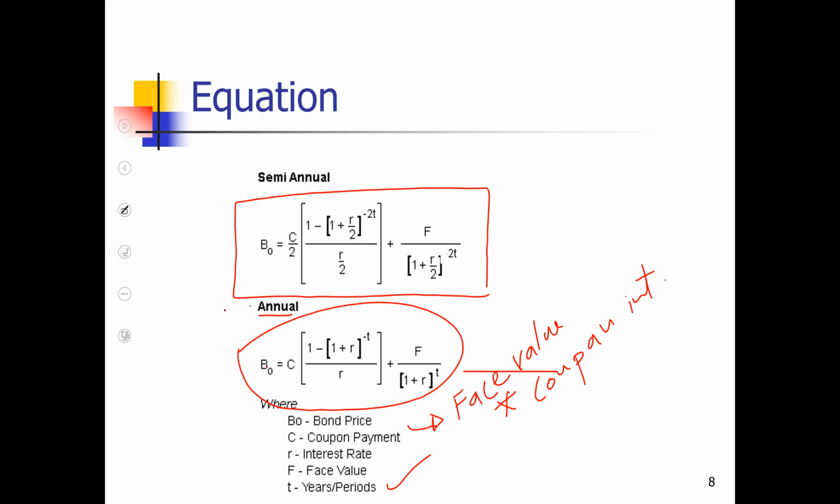If the scenario becomes semi-annual interest payments, simply what you need to do is adapt some small changes in this equation. The cash flows, that is the coupon payment value, have to be divided by 2. The number of years needs to be multiplied by 2, that means T into 2. Then the R value has to be divided by 2. Here you can see. With these changes, you can get the new equation for calculating market value for semi-annual bonds.